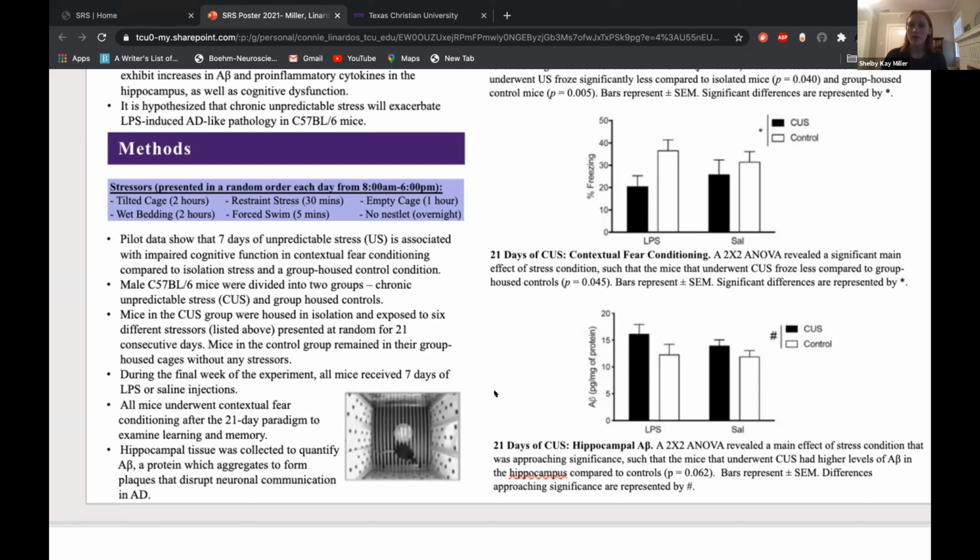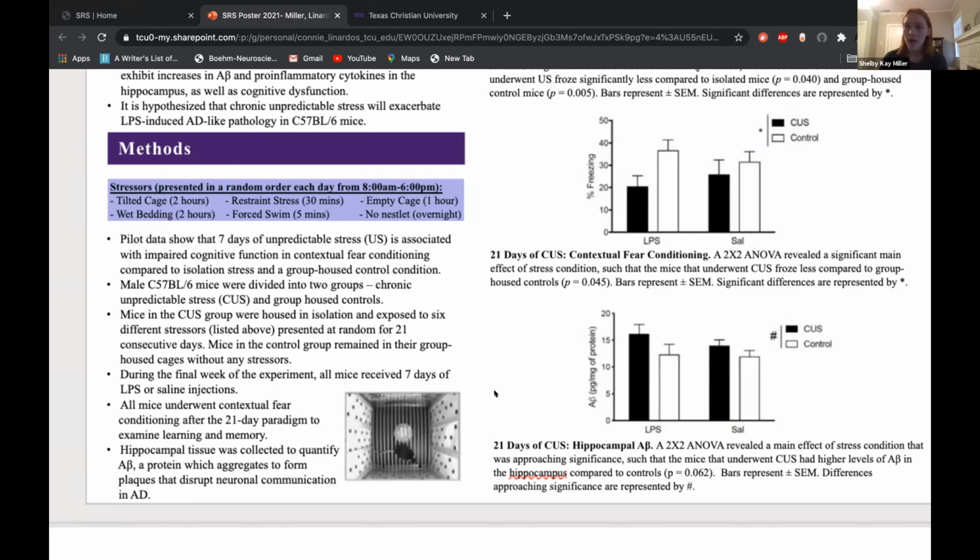Towards the end of those 21 days, starting when there were 7 days left in the study, is when we injected our mice with either LPS or saline. So taking the CUS group and the group housed controls, we divided those in 2, and they were either administered saline as a control for the stress that the mice experience when being injected, or they were administered LPS, and this is to have them develop a pathology of a late onset of Alzheimer's disease. And then following the end of those 21 consecutive days and 7 days of injection toward the end of the study is when all of our mice underwent contextual fear conditioning to examine learning and memory.